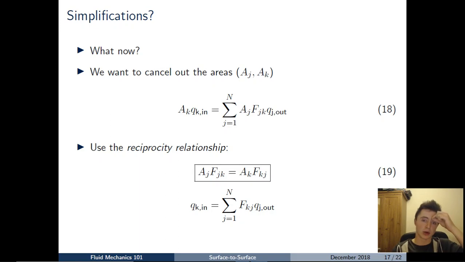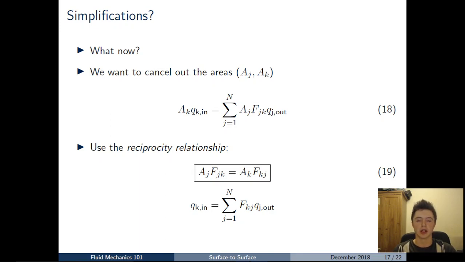So if we start with equation 18, on the left hand side, again we have the area multiplied by the radiative heat flux per unit area, and then on the right hand side the summation of the radiation given off all of the other cells j in the mesh. And for the simplification, we're going to use the reciprocity relationship, which is given in that boxed equation, equation 19.